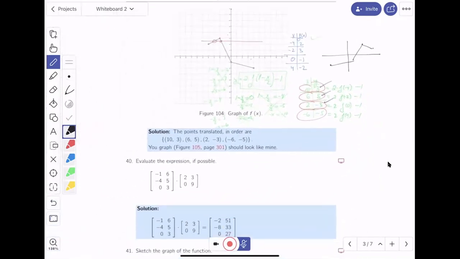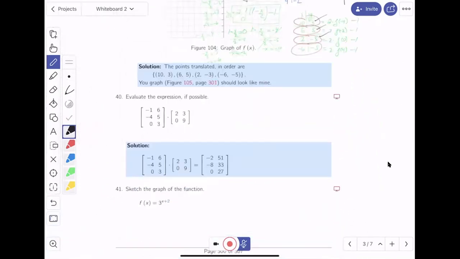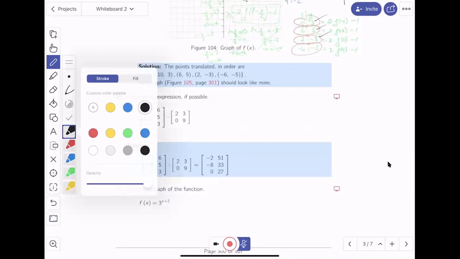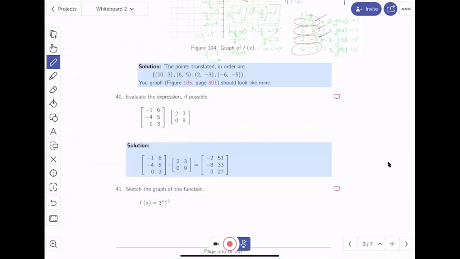And again, we're just looking at pictures, evaluate the expression if possible. This is a simple multiplication problem. Before I go forward, I want to tell you the dimensions of this matrix over here. This is 3 by 2, and this is a 2 by 2. The result is going to be a 3 by 2. All right, what does it mean? 3 rows, 2 columns.